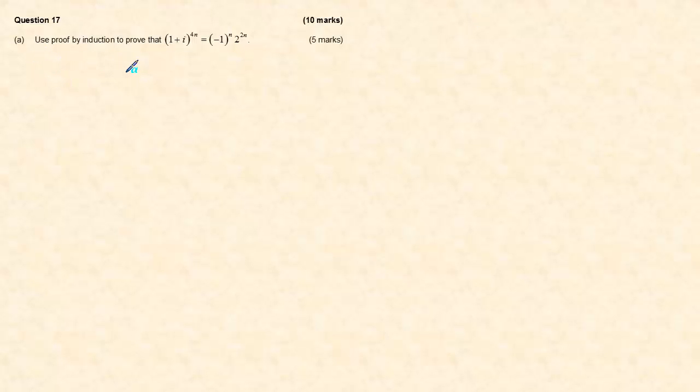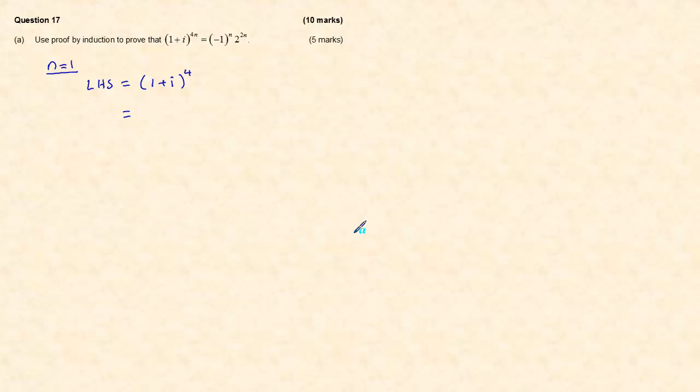Use proof by induction to prove that (1 + i)^(4n) is equal to (-1)^n multiplied by 2^(2n). So let's consider the n equals 1 case. The left-hand side would be equal to (1 + i)^4.